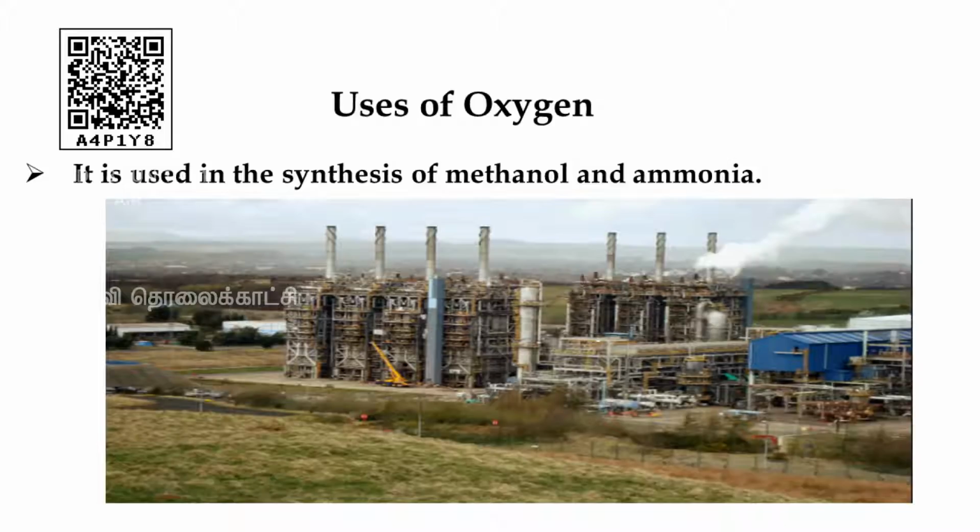Then next, it is used in the preparation of methanol and ammonia. Methanol is formed in the preparation of plant bodies, getting simple material. For supplying oxygen to our plant bodies, it is simply converted by methanol. There are several steps, which we will discuss in higher classes.